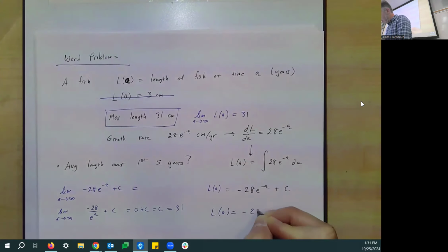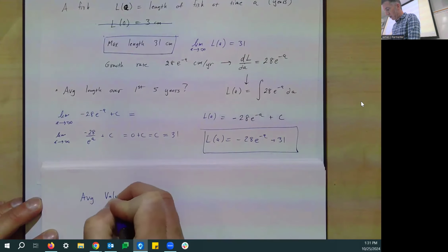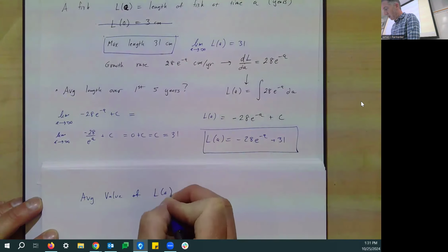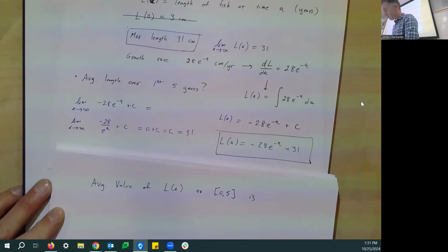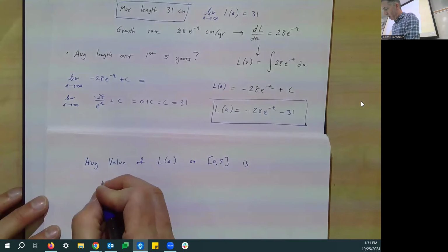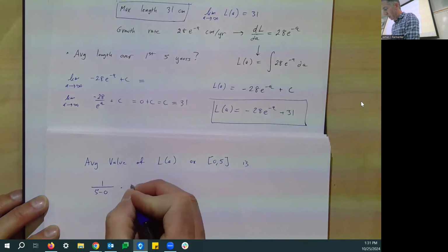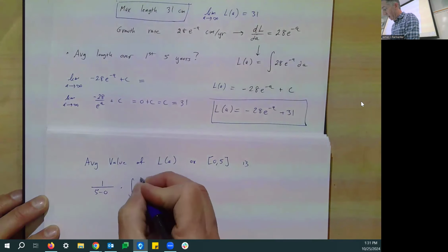So the average value of L of a on the interval from 0 to 5 is going to be 1 over 5 minus 0 times the integral from 0 to 5 of L of a. Very generic: the whole area, or the whole integral, divided by the length of the interval. Something to think about here, just in general.